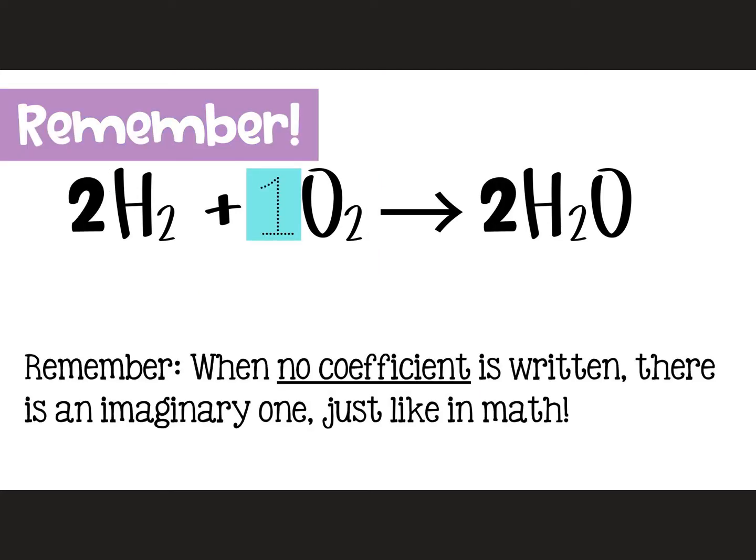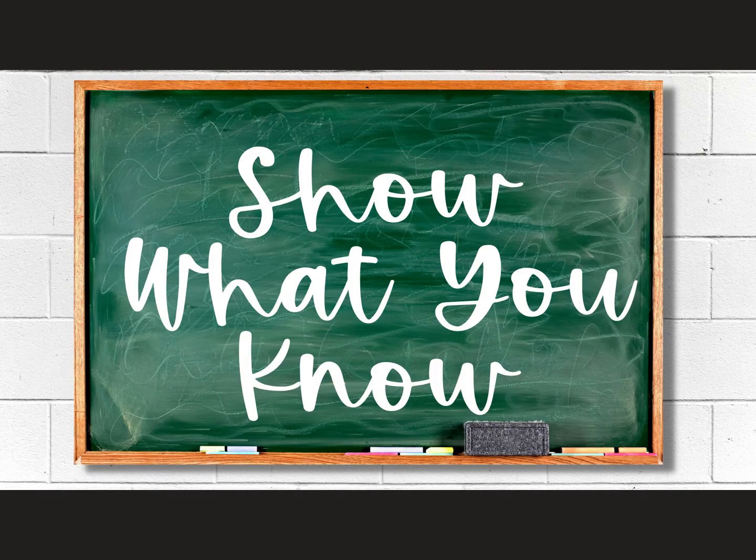Remember, when you have no coefficient written, there is an imaginary 1. Just like in math, if you have a variable with no coefficient, then the coefficient is 1. Now pause the video and try the show what you know questions.